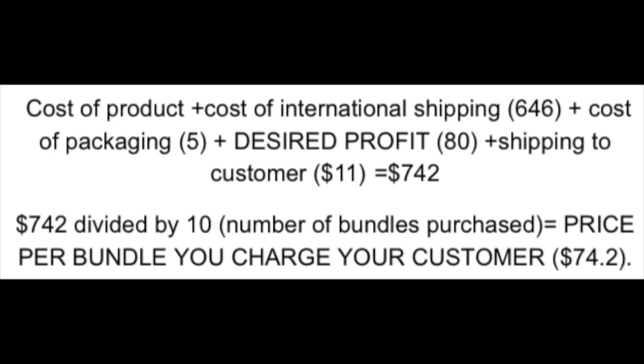Okay, we're aiming to find the cost of one individual bundle. Since we purchased 10 bundles, in order to find the cost of one bundle, we're going to need to take 742 and divide it by 10. Once 742 is divided by 10, that leaves us with $74.20. Now you can go ahead and round up, leaving you at $75 per individual bundle, and that is what you will charge your customer for one bundle.